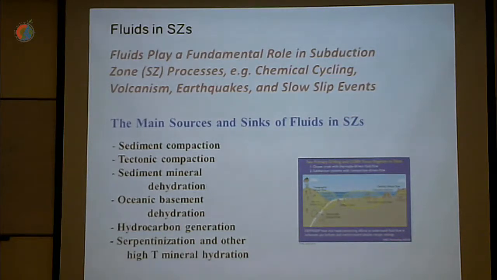Here we have a subduction zone, a different kind of subduction zone. What are the main fluids? Sediment compaction, certainly, tectonic compaction, mineral dehydration, both in the sediments and in the basement, hydrocarbon generation, and then sulfidization occurs, and then eventually it gets dehydrated. So there are several sources of fluid in this subduction zone, and the question is, where does it go? How much comes out in arcs? How much goes into the mantle? And how much comes out at the fore arc and affects seawater chemistry?